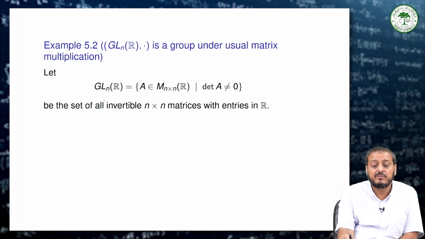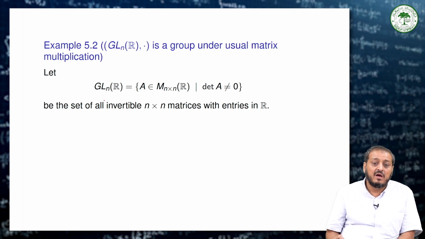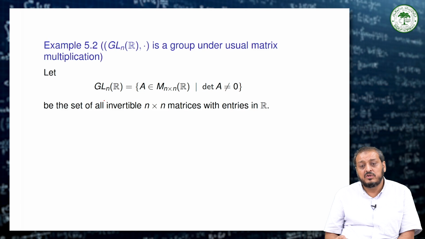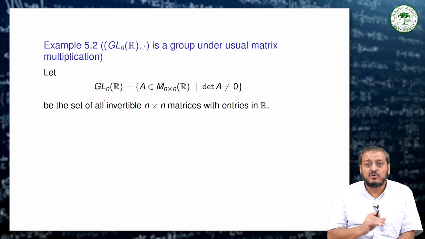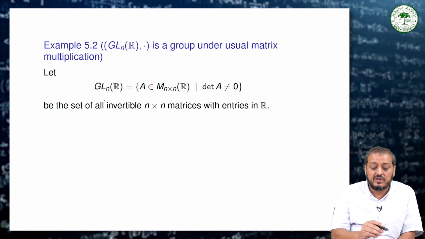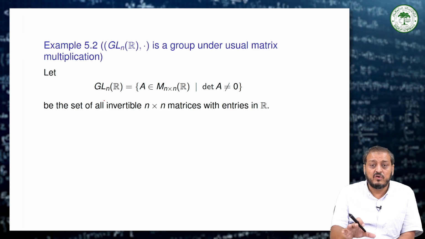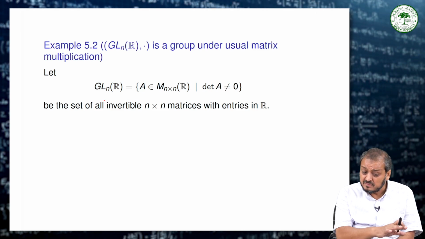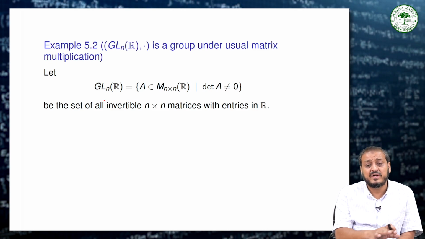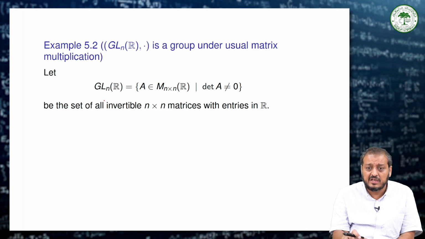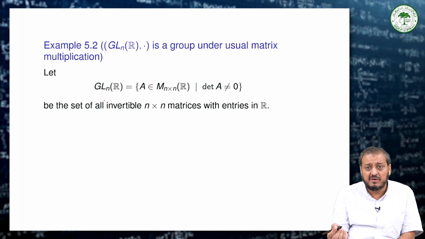GL(n, R) is the set of matrices A where the determinant of A is not equal to 0, and that means this set under the usual matrix multiplication forms a group. We have to show it easily, because the determinant of A is not equal to 0, so this set is clearly closed. Matrix multiplication is associative, so under this all the matrices in GL(n, R), matrix multiplication is also associative. The determinant of the identity matrix is not 0, so the identity matrix is there.